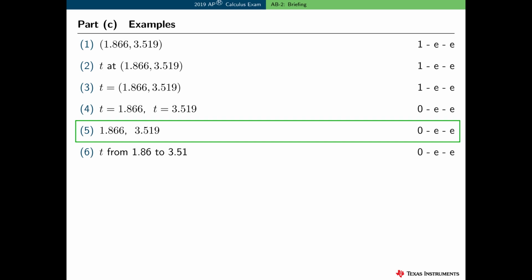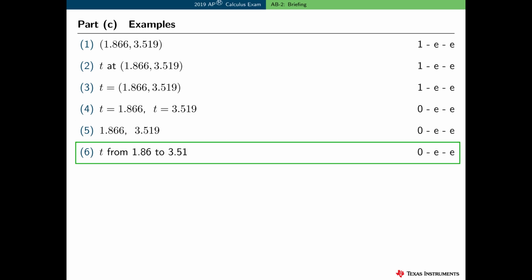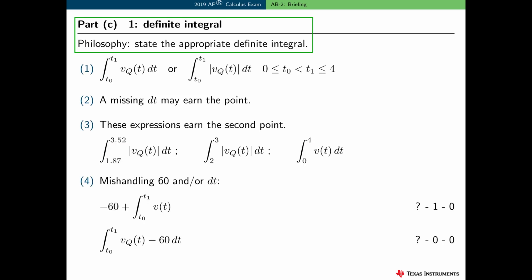Similarly, in example 5, there is no interval presented. And in example 6, the student has made a decimal presentation error. They do not earn the first point, and they are inoculated or immunized against other decimal presentation errors in the problem.